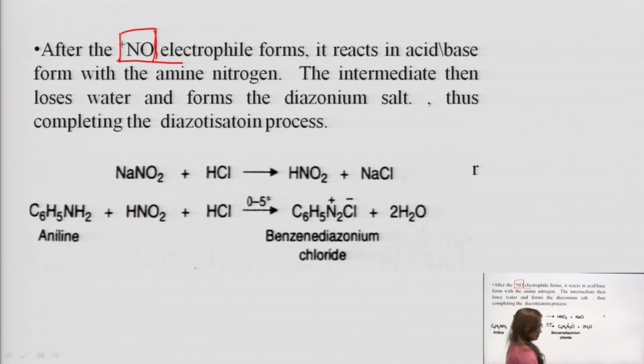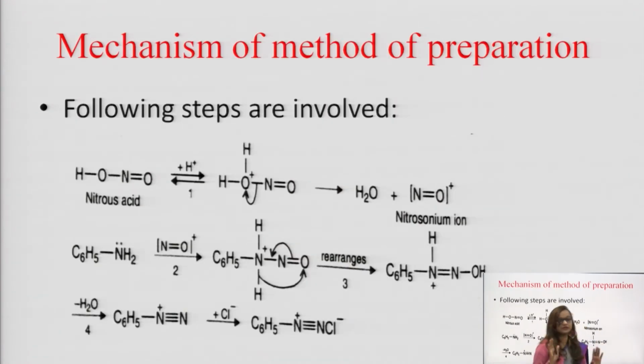And I will tell you the mechanism. This is the main mechanism for the formation of diazonium salt. What happens? We are taking nitrous acid. See, nitrous acid is prepared. How can it be prepared? I will tell you. This is nitrous acid. In the presence of acid moiety, what is happening?